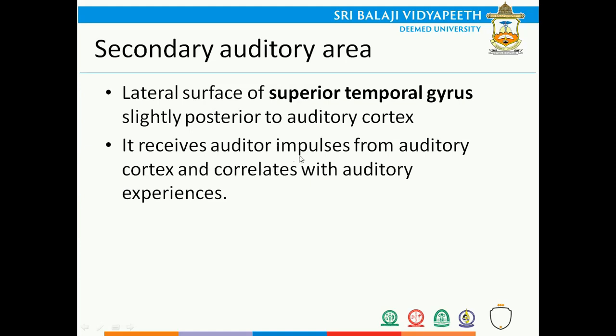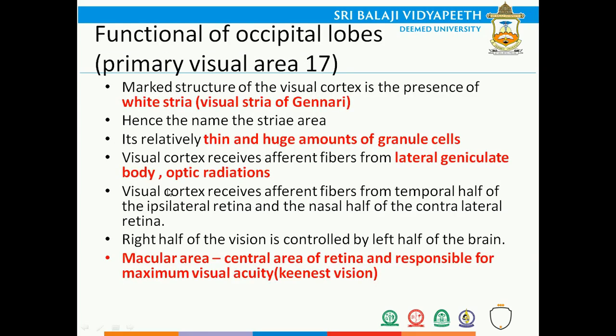It receives auditory impulses from the auditory cortex and correlates them with auditory experiences. So last is the functional area of the occipital lobe, that is area number 17, the primary visual area, which is marked for visual stimuli. The white stria, otherwise called the visual stria of Gennari, is called the visual stria because it is responsible for the vision. It is made up of thin, huge amounts of granule cells.